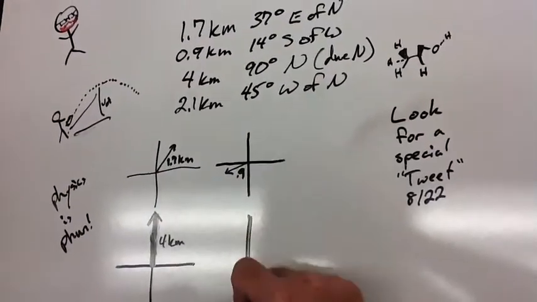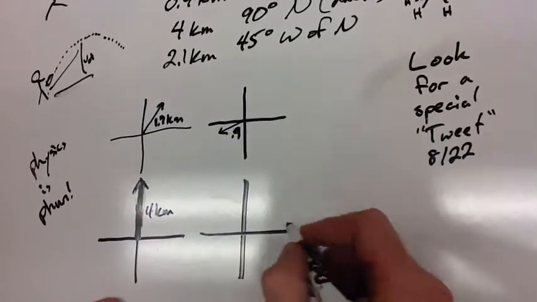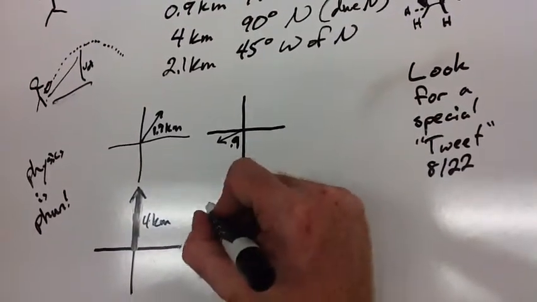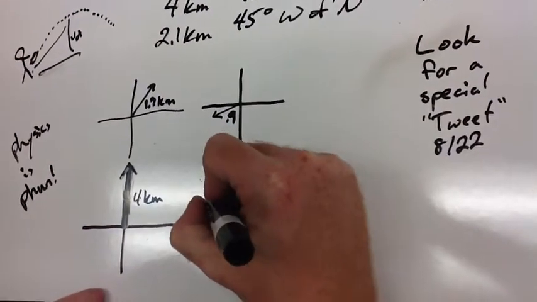And then our last one, we're going 2.1 kilometers at 45 degrees west of north. So west is in this direction, or the negative direction. And we're going to go 2.1 kilometers. So that's about half of what we were.